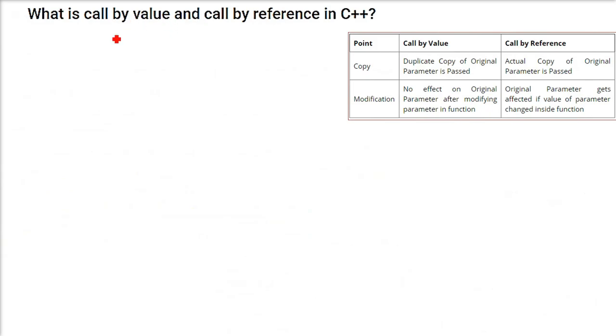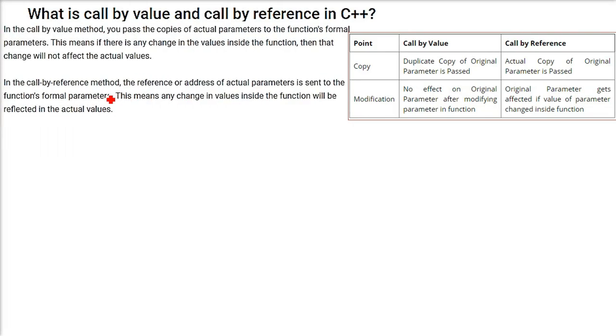What is call by value and call by reference in C++? So the main thing is, let us start with an example. You have a main function. Then there is a function I am calling. Say fun is the function name.